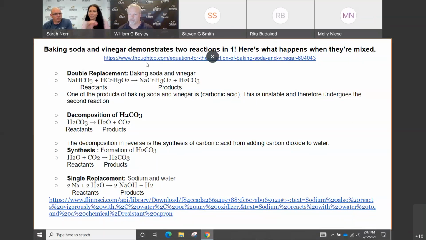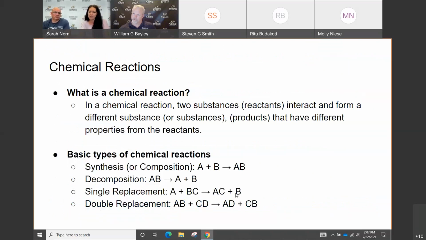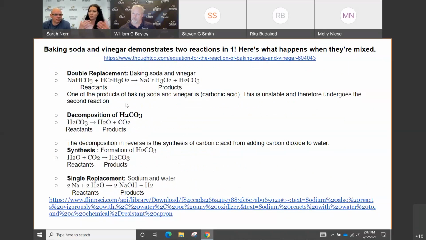I really like this ThoughtCo. They have some neat articles about different things. But this one talks about how baking soda and vinegar really is these 2 separate reactions. And we list those out. And then we see these 4 types. In the last slide, we talked about these 4 patterns. Here, we're showing examples of these 4 patterns. And there are so many other ones that you could show. But again, we wanted to show ones that related back to the video that we had done.